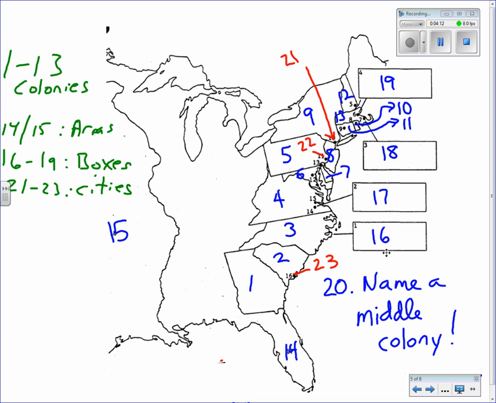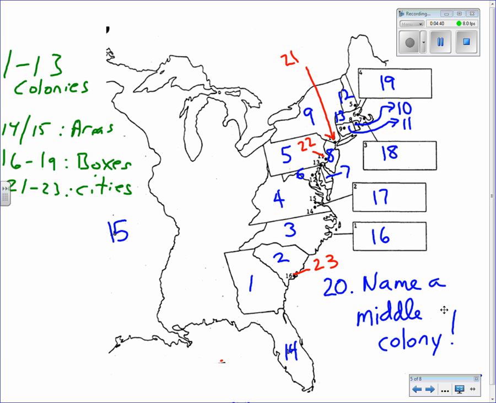16, you should have written something down about how this was pointing to the lost colony of Roanoke, England's first attempt at a colony. 17 would be pointing towards Jamestown, the first permanent, long-lasting English settlement in the New World. 18 is pointing to where the Pilgrims landed at Plymouth. And 19 is pointing to where the Puritans landed at Boston.